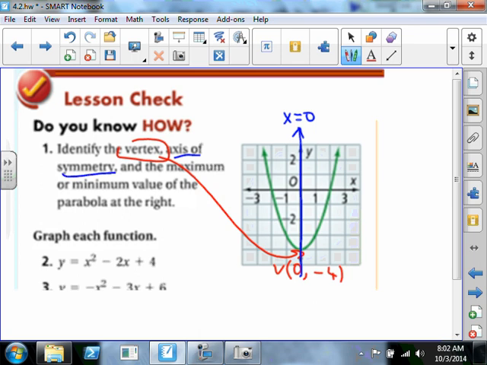The minimum or maximum value of this: since the graph opens up, this does have a minimum. I hope we get that by now. I really hope we get that. The minimum value is -4. And I think that's all you had to do for number one, right? That's pretty much just what we had talked about in the last section, kind of revisited. Everybody all right so far? Okay.